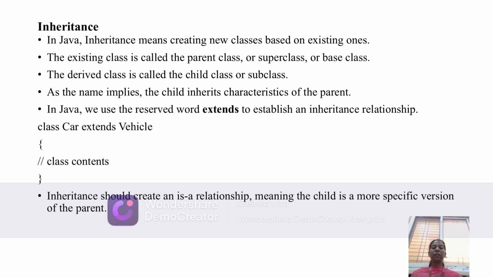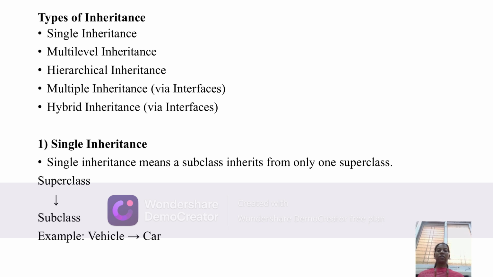Here we can see class Car extends Vehicle. Car is the child class, Vehicle is the superclass. And the inheritance should create an is-a relationship, meaning the child will be a more specific version of the parent. Next, types of inheritance. There are five types of inheritance: single inheritance, multi-level inheritance, hierarchical inheritance, multiple inheritance, and hybrid inheritance. Let's see one by one about this.